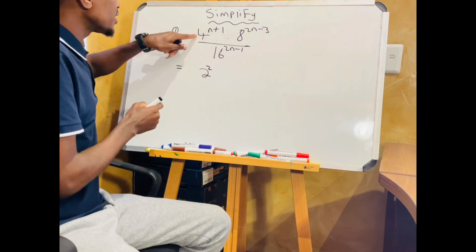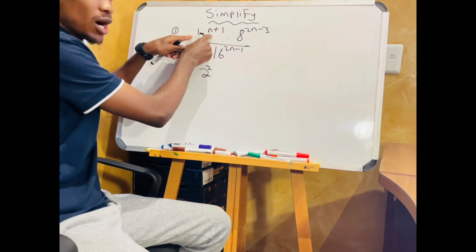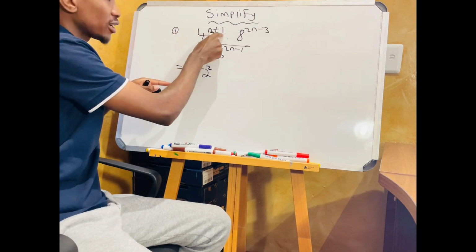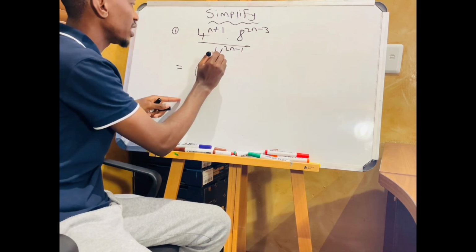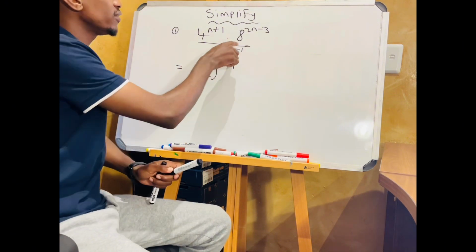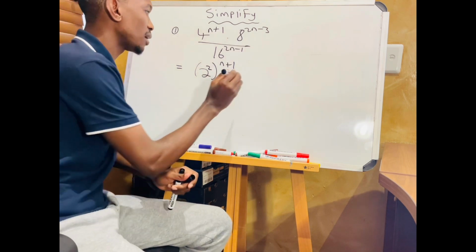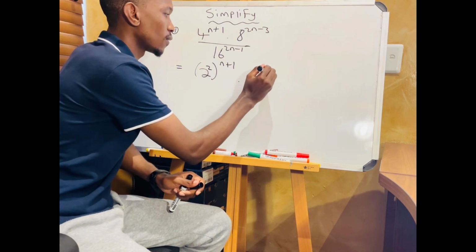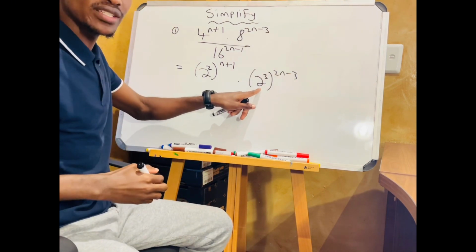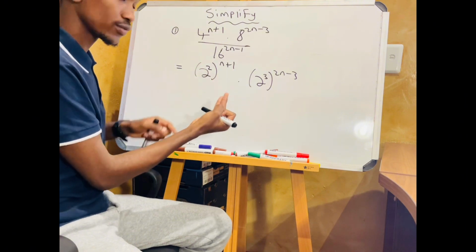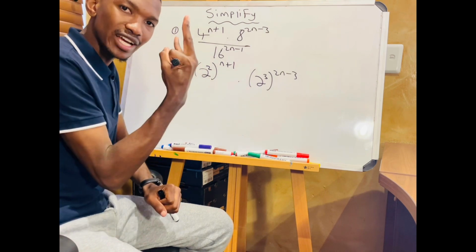Okay, now where I see 4, I put 2 squared. This 4 was to the power what? n plus 1. Remember, 4 is the base and n plus 1 is the exponent. So I'm going to say all to the power n plus 1. Then I have 8 to the power 2n minus 3. Can I change 8? Yes, use the calculator, you'll see. I'm going to have 2 cubed, all to the power 2n minus 3. So 2 cubed is the same as 8, because 2 times 2 is 4, times 2 is 8. If you multiply 2's three times, they will give you 8.